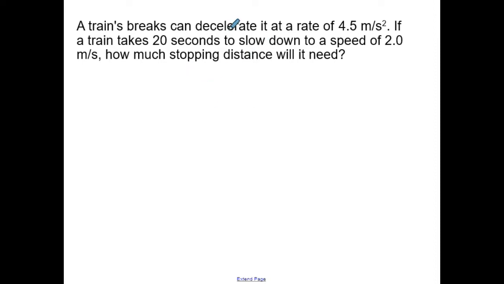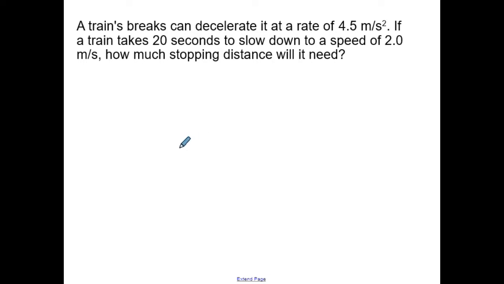There's a train that's decelerating at a rate of 4.5 meters per second squared. It takes 20 seconds to slow down to a speed of 2 meters per second. We want to know how much stopping distance it needs. Well, you're often going to be given scenarios like this, word problems. That's a common thing we're going to start with.